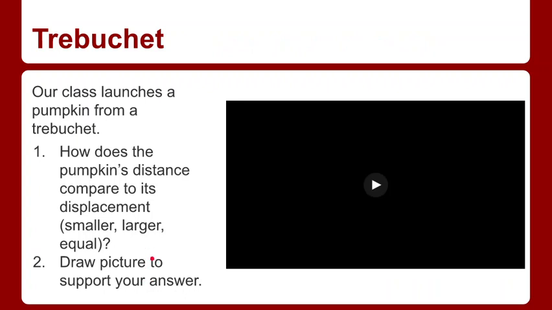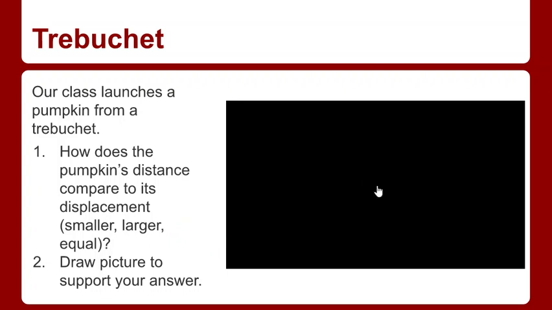All right, let's do a problem to apply these ideas. This is from last year's physics class. We launched a pumpkin from a trebuchet, and I'll show you the video of what it looks like. I want you to think about, how does the pumpkin's distance compare to its displacement? Is it smaller, larger, or equal? And then use a picture to support your answer.